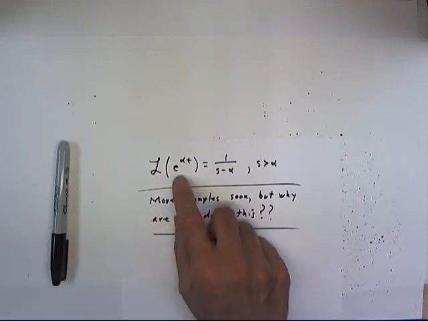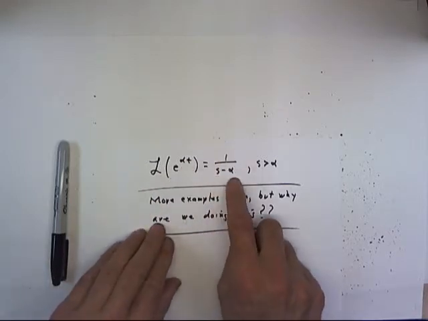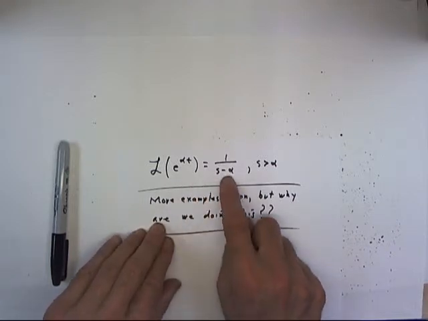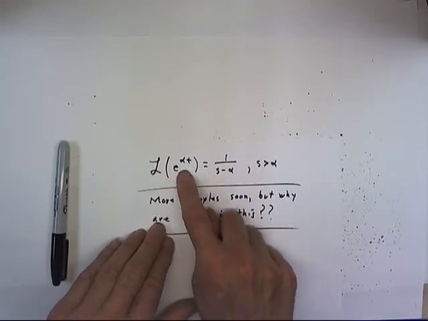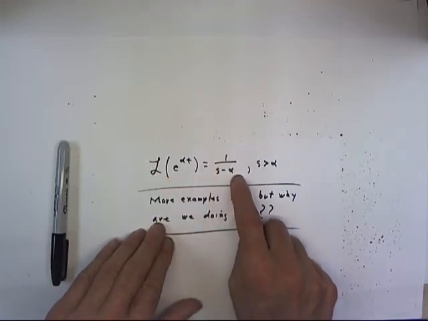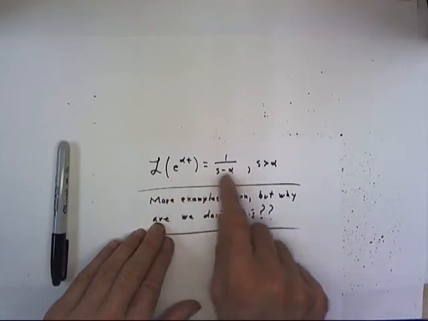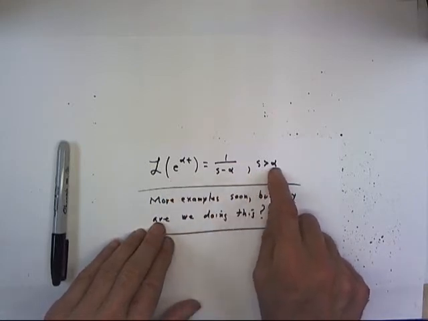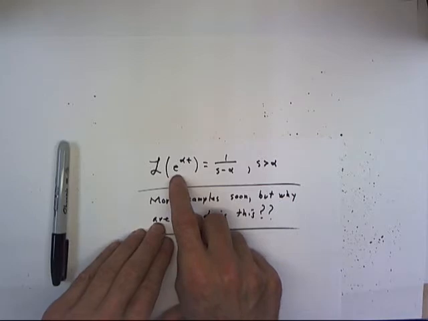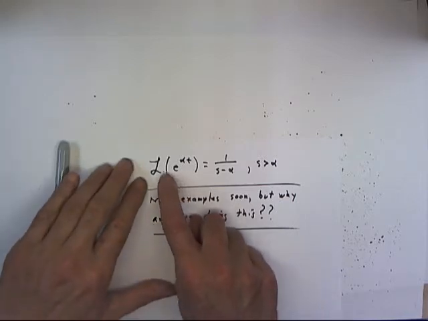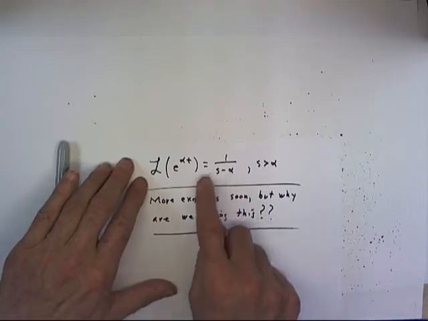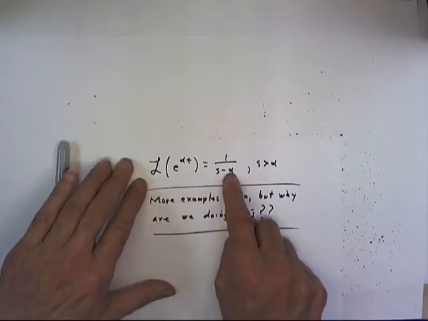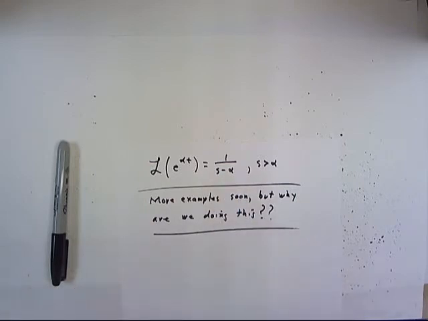Script L of e to the alpha t, for example, is 1 over s minus alpha, where this is your little f of t function, this is your big F of s function. I'm saying that the Laplace transform of e to the alpha t is 1 over s minus alpha, again under the condition that s has to be bigger than alpha, for reasons we've seen. So this is another way of expressing the fact that this function of t and this function of s are a Laplace transform pair.